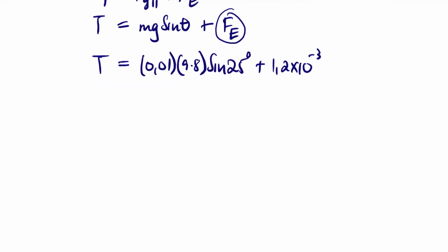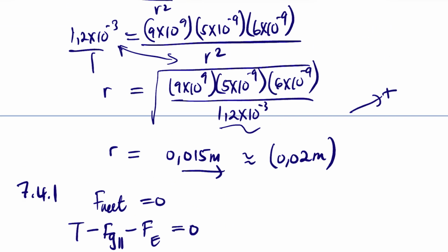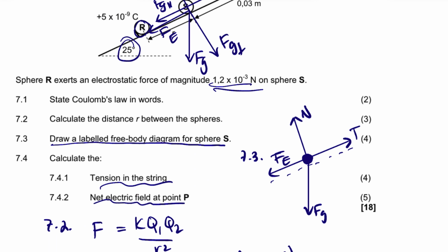If you punch that in the calculator, your answer there will be 0.04. It's 0.0426 newtons in the calculator, but since you have to put it in two decimal places, it has to be 0.04 newtons. That's the tension there. Now let's go to the next question. Calculate the net electric field at point P.